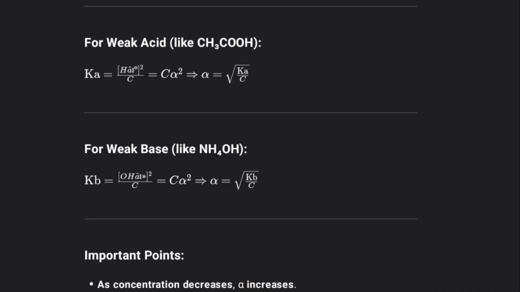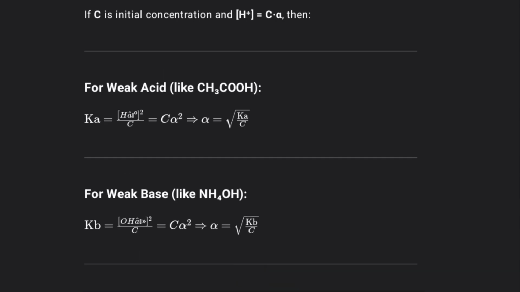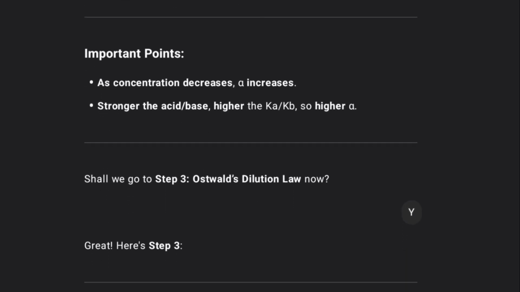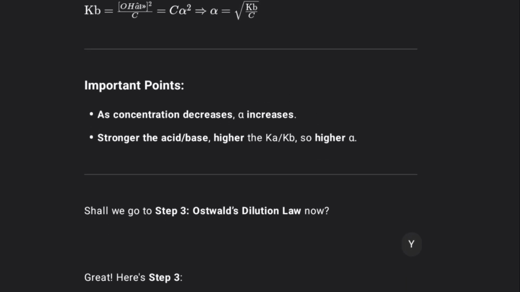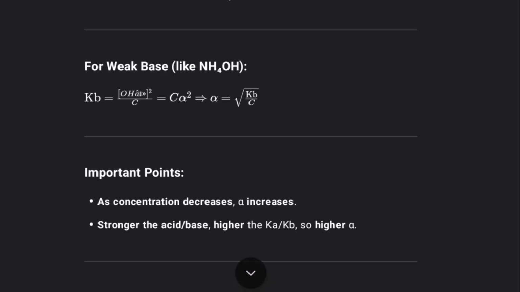Important points. As concentration decreases, alpha increases. The stronger the acid or base, the higher the Ka or Kb, so higher alpha.